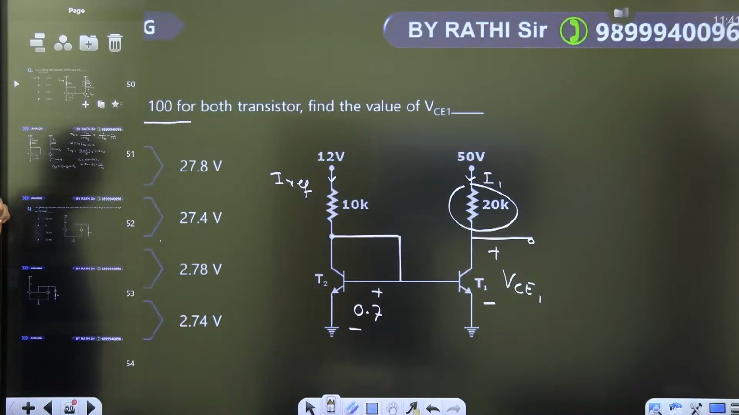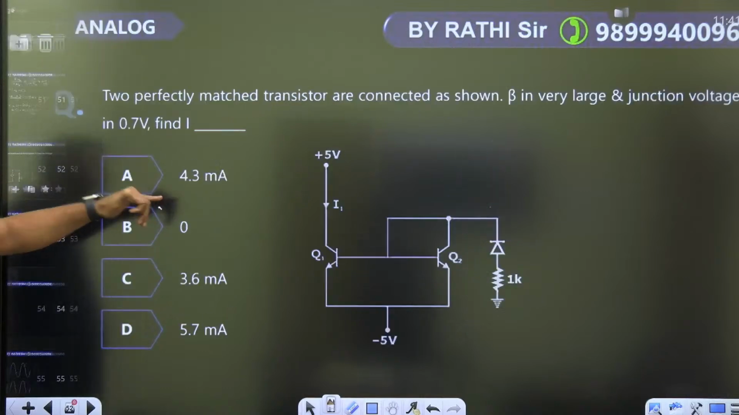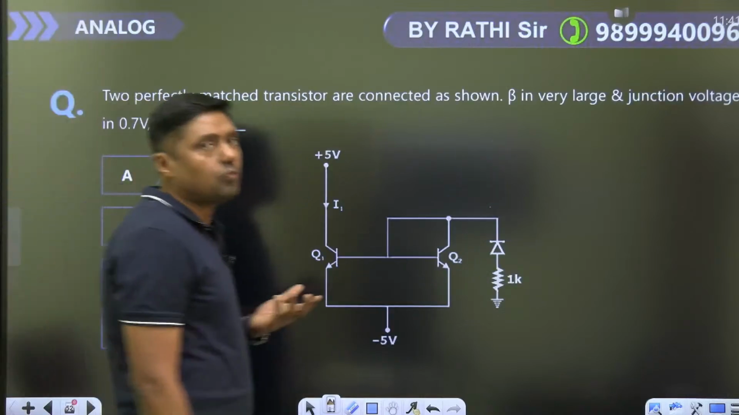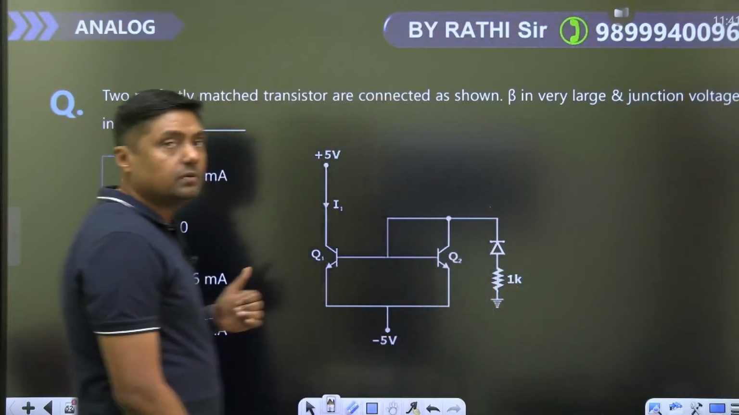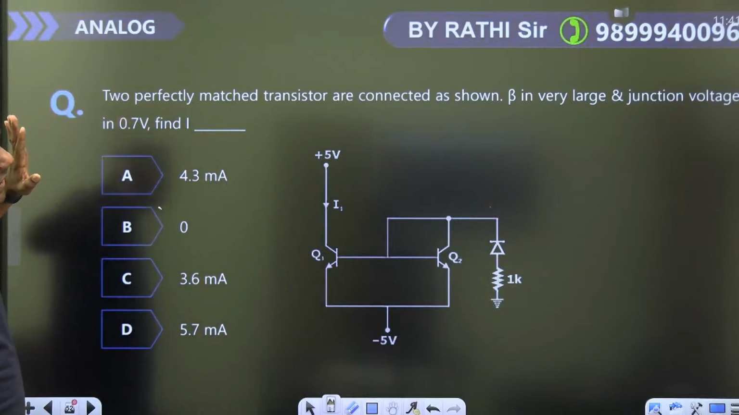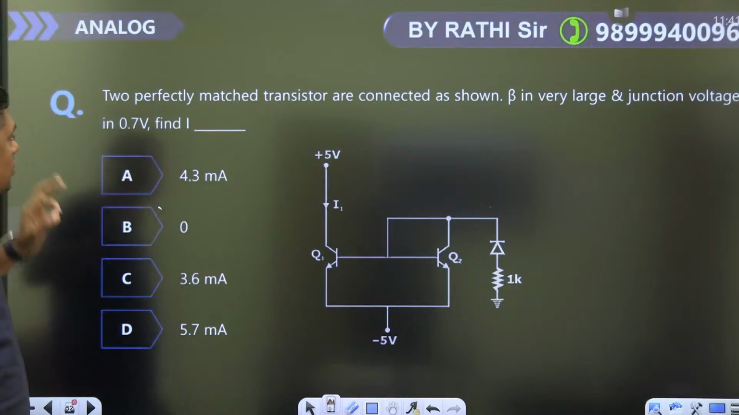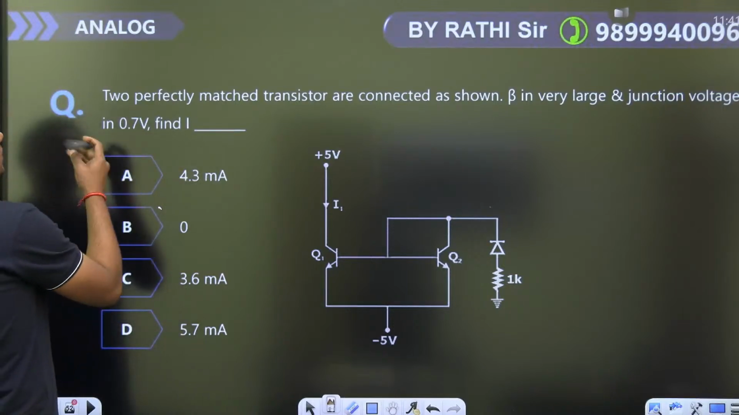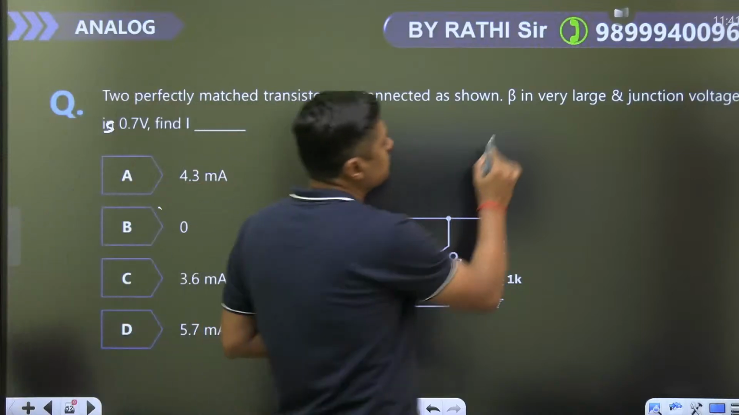Now, watch last question. Then we will solve some questions from competitive previous year question paper. Okay. Then two perfectly matched transistors are connected as shown. Beta is very very large. Junction voltage is 0.7 volt. Find I. Beta is very large.